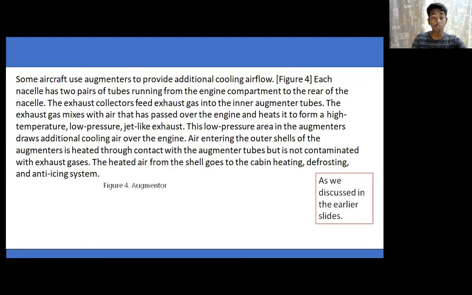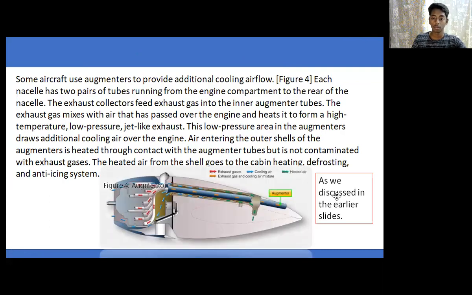Some aircraft use augmenters to provide additional cooling airflow, as we can see in figure 4. This is known as the augmenter. Each nacelle has 2 pairs of tubes running from the engine compartment to the rear of the nacelle. This part is the nacelle. The exhaust collectors feed exhaust gas, shown by these red arrows, into the inner augmenter tubes. These are the inner augmenter tubes.